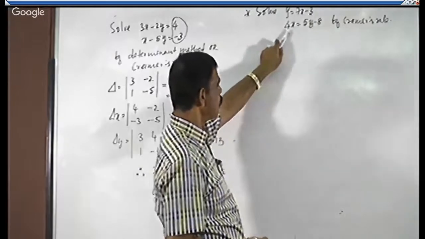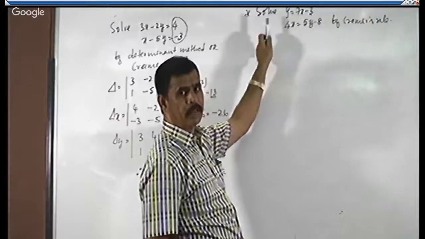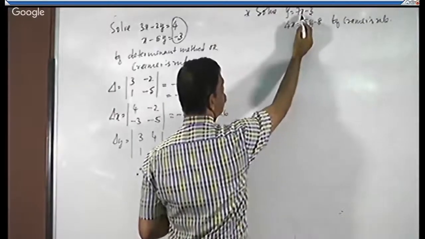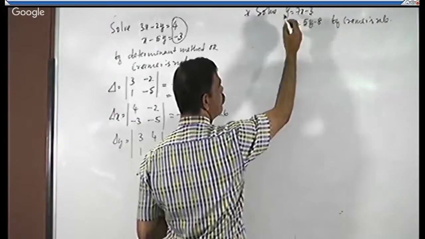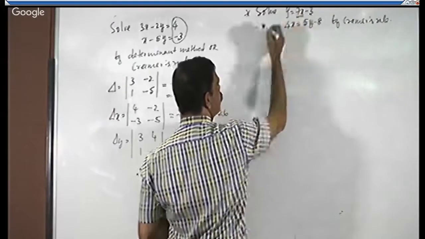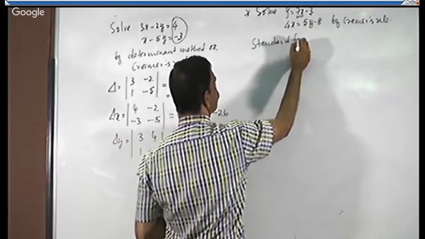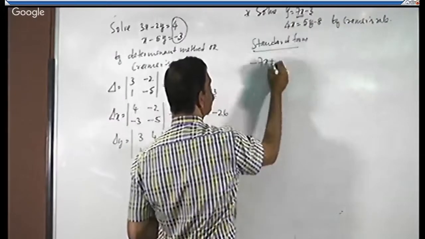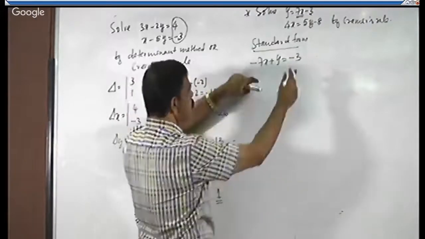Can you say, are they standard? No. Then what to do? We have to make them into standard ones. What is the standard one? x should be on the left side, followed by the y term, equal to constant. Right? Where is the x term? It is at the right side. You take it to the left side. Standard forms: minus 7x plus y is equal to what? Minus 3. Right? Second equation.